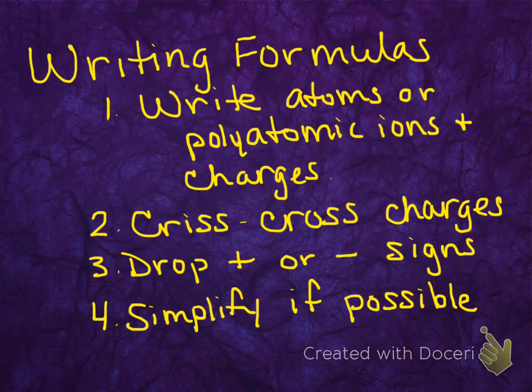Next, we need to write formulas. If we're given a name, we need to write the formula. So we're going to write the atom or polyatomic ion and the charge, just like we did in writing formulas for polyatomic ions.